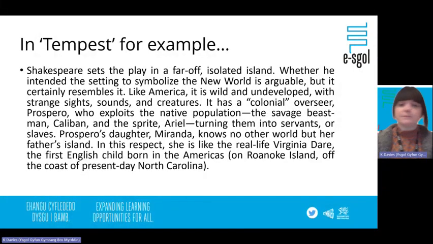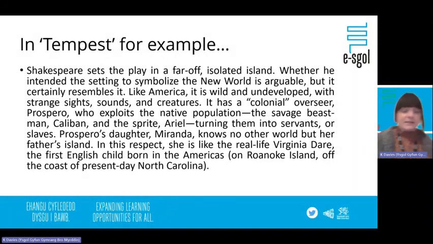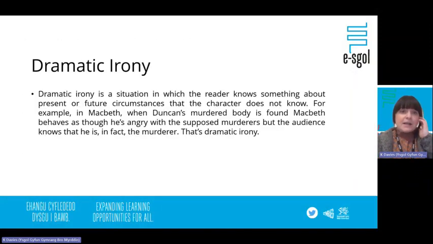Prospero's daughter, Miranda, knows no other world but her father's island. So in this respect, she's like the real life Virginia Dare, the first English child born in the Americas. So there's a lot of links you can make to real life historical information. But there's also this sense of creation, this imaginary world, quite possibly, that Shakespeare has created.